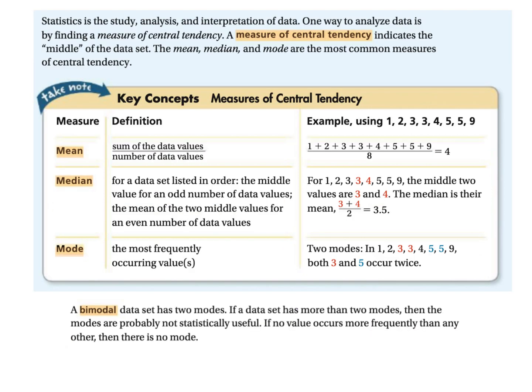Sometimes a data set has more than one mode, and we call that bimodal. A bimodal data set has two modes. In this example right here, 3 shows up twice and 5 shows up twice. So both 3 and 5 are the modes. If there are more than 2 modes, it's probably not statistically useful. And if no value occurs more frequently than any other, then there is no mode.